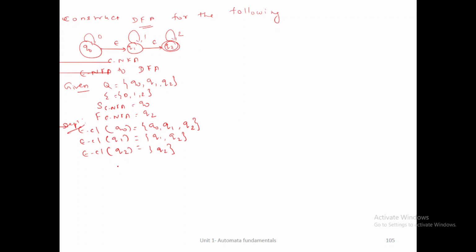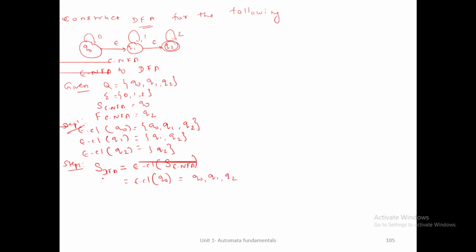This is step 1. Then step 2 is the starting state of the DFA. That means the starting state of the DFA is nothing but the epsilon closure of the starting state of the epsilon NFA. So how can you calculate it? We already know the given value. The starting state of the epsilon NFA is Q0. What is the epsilon closure of Q0? It is nothing but Q0, Q1, Q2.